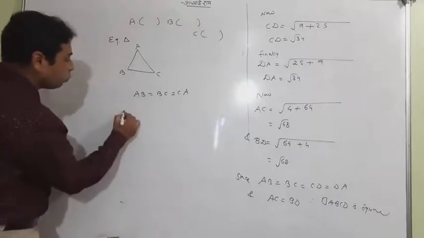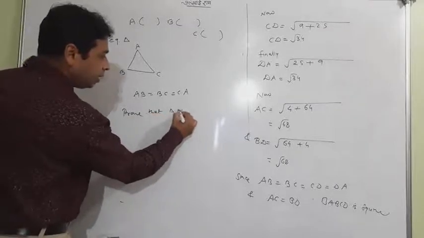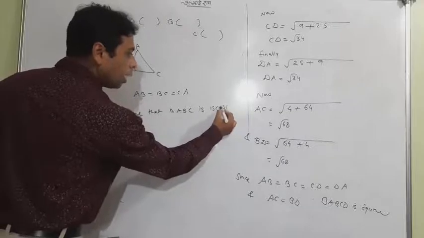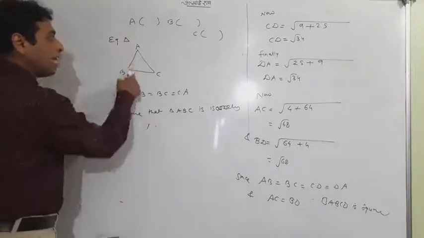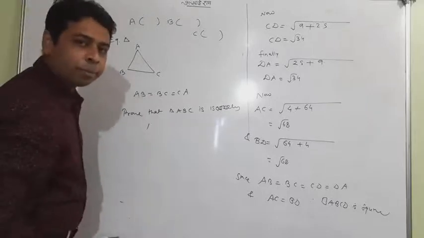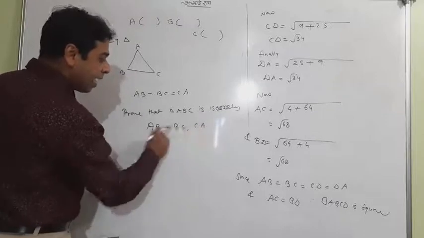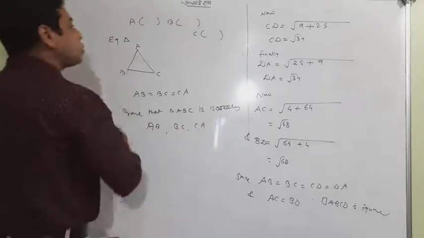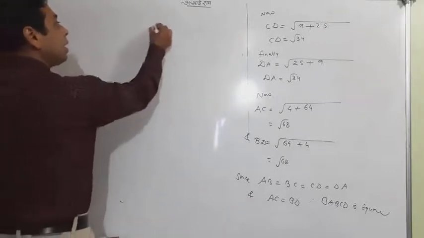When you are told to prove that triangle ABC is an isosceles triangle, what to prove? You just have to show any two distances are the same. You first find AB, BC, and CA, and if any two distances are the same, it is an isosceles triangle. And last but not least, the right angle triangle.